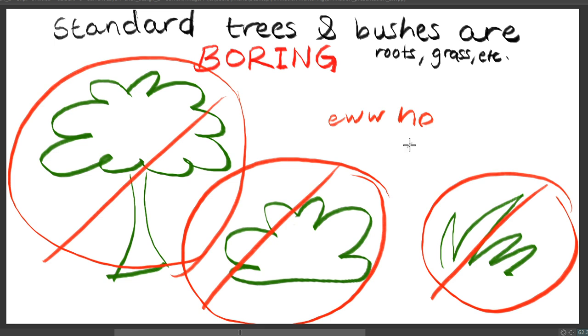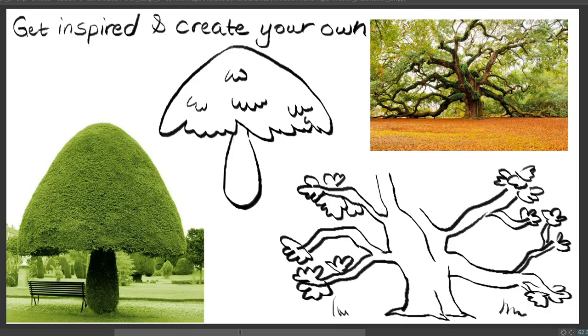Because we're kind of tired, just us as humans, of seeing the same thing. So here's an example of how you can spice up your foliage and your trees and your grass. What I do is I go on Google and look up interesting trees. Look at this. Please don't go with the standard tree. Don't do that.